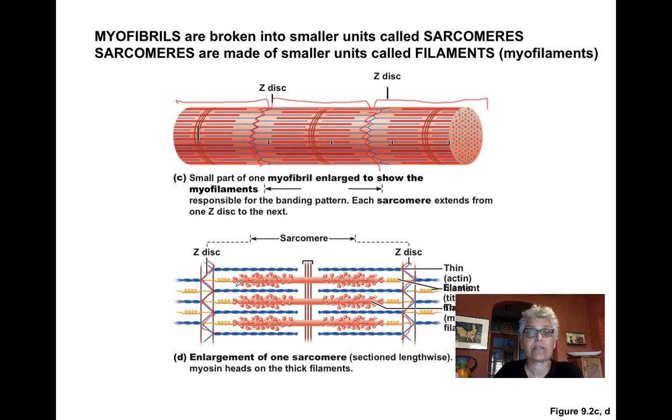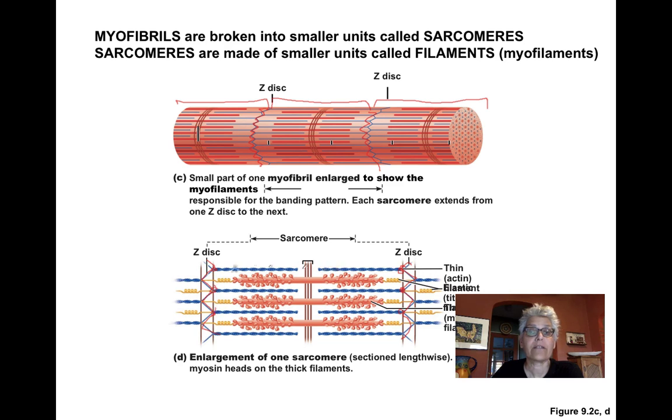And then inside we can see some filaments. And this one with the little protrusions coming off of it is called the thick filament. It's red. And the blue one is called the thin filament. We can see that the thin filament is connected directly to the Z disc. So it's anchored right there on both sides.